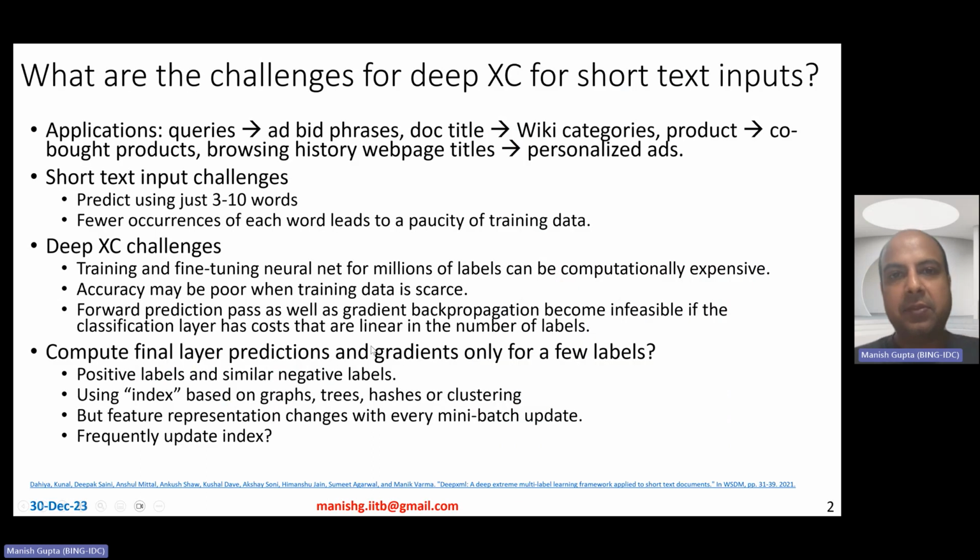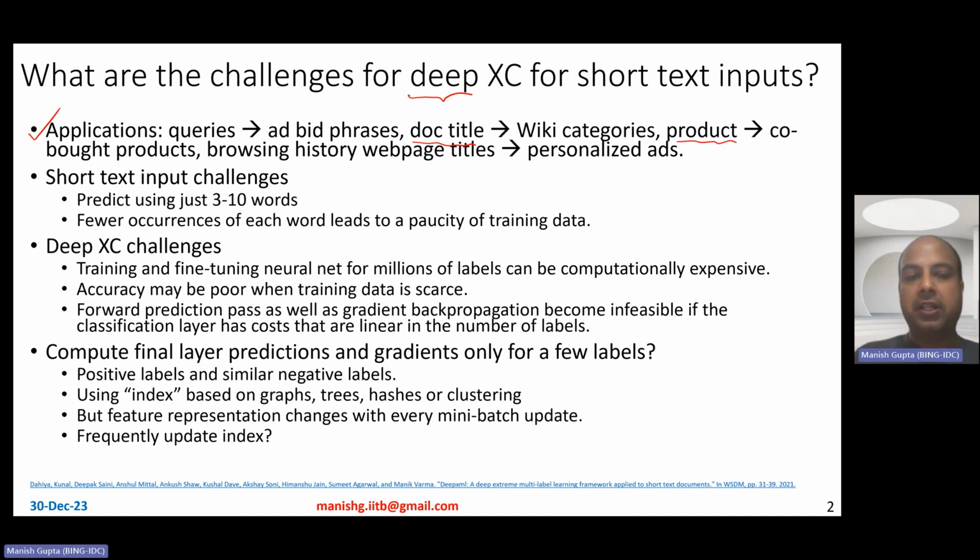I'll start with some challenges for deep extreme classification, especially for short text inputs. When I say deep, I actually mean extreme classification using neural networks. This is a very important problem because it has several applications. Given a query, you want to figure out different bid phrases for advertisements. Given a document title, you want to figure out Wikipedia categories that can be associated with or tagged onto these Wikipedia documents.